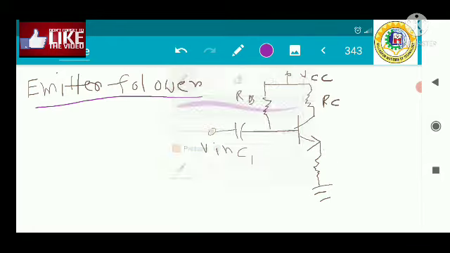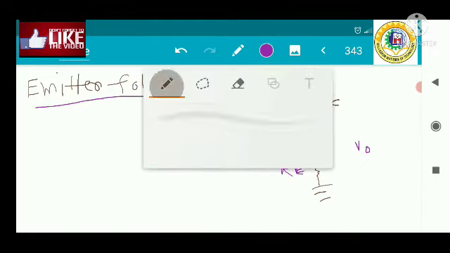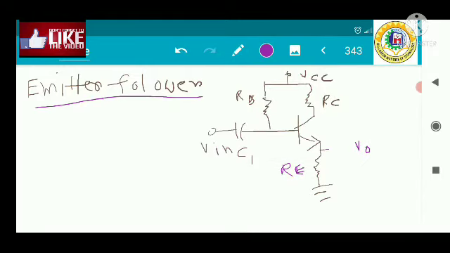I'm just removing this. So the output has been taken from here. So this is your resistance RE. We are taking the output from the emitter terminal, and in this circuit there also has to be a capacitor there. There has been a mistake. Whenever we are taking the output, there has to be a capacitor. So this capacitor is your capacitor C2.